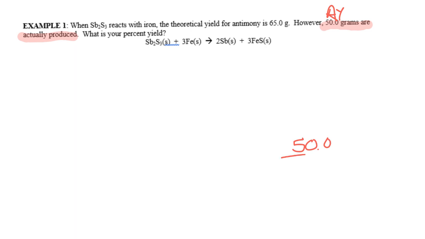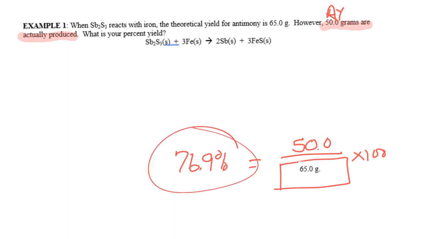So I'm going to set up the problem and I'm going to put 50 over whatever my theoretical yield is going to be times 100. Now we look at the problem and it says 65 grams is the theoretical yield. So it's pretty easy because the theoretical yield is already given to us. So what I'm going to do is I'm going to take this theoretical yield, put it here under my actual yield, do 50 divided by 65, and I get a percent yield of 76.9%.